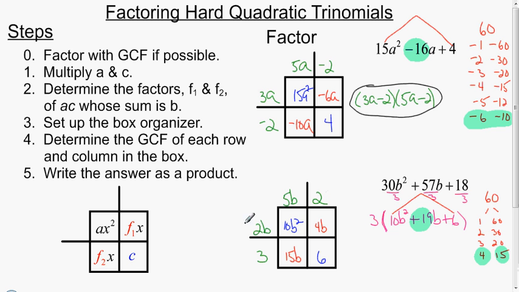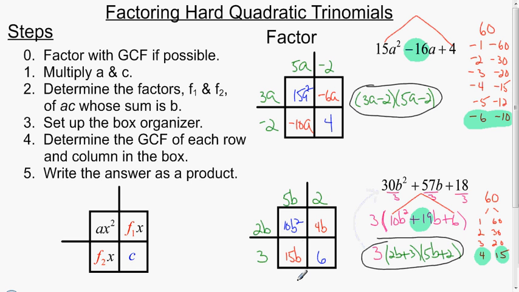I then need to take these terms and create a product, but I have to remember that I started with a factored out term of 3 here. So I'm going to say it's 3, then times the quantity, 2b plus 3, times the quantity, 5b plus 2. And as always, foiling that out with distribution of the 3 in the appropriate manner will give us an expression that's equivalent to the original.